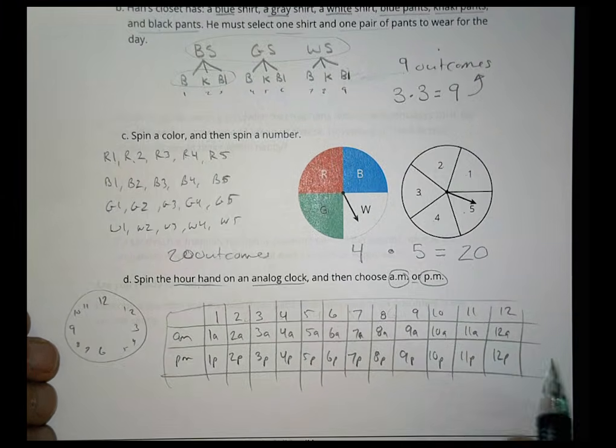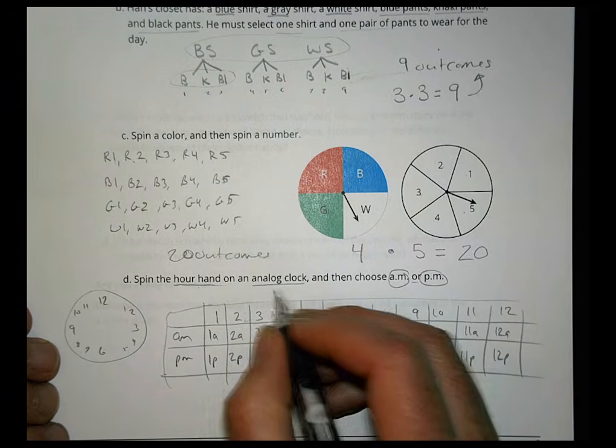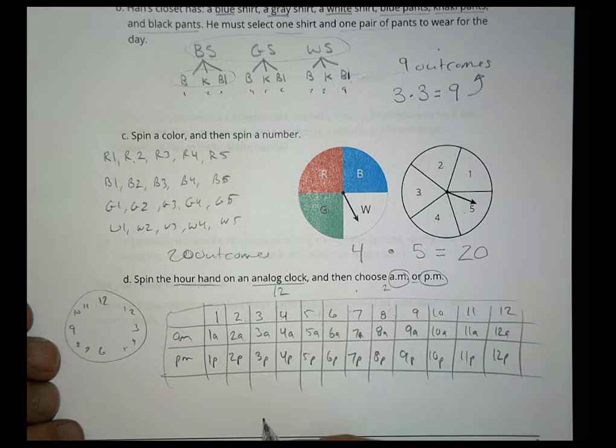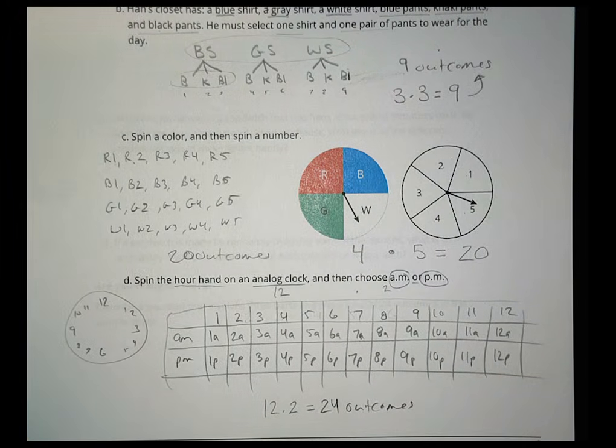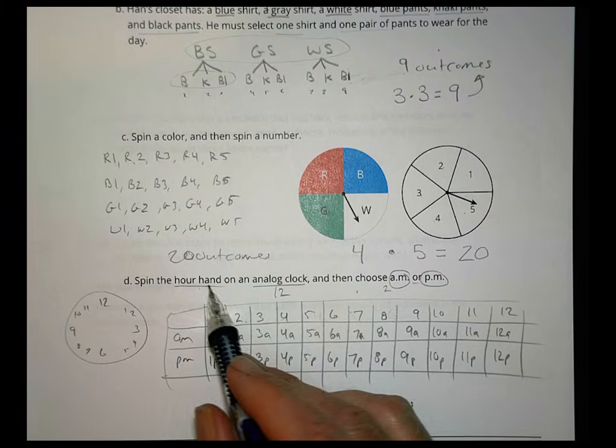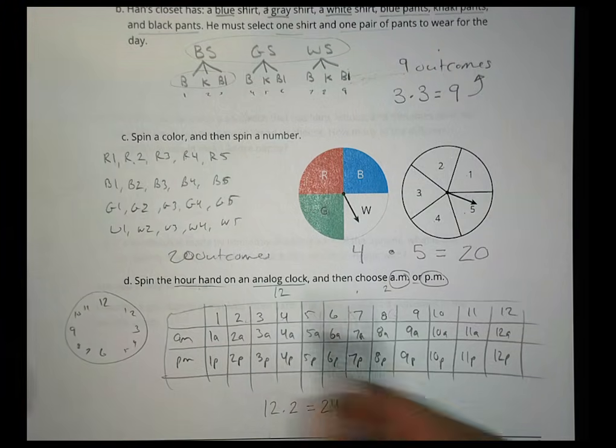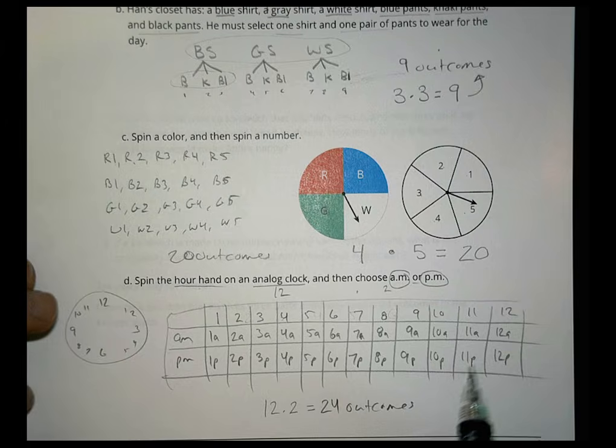How many are there? Well, we have 12 times 2, or 12 numbers here on the clock and 2 options there. So 12 times 2 is going to be equal to 24 outcomes. All right. So again, if I look at how many options are in each one and multiply those things together, it can tell me the total number of outcomes, or the number of things I would have in a sample space. All right, so that's kind of the first part of what we're doing today.